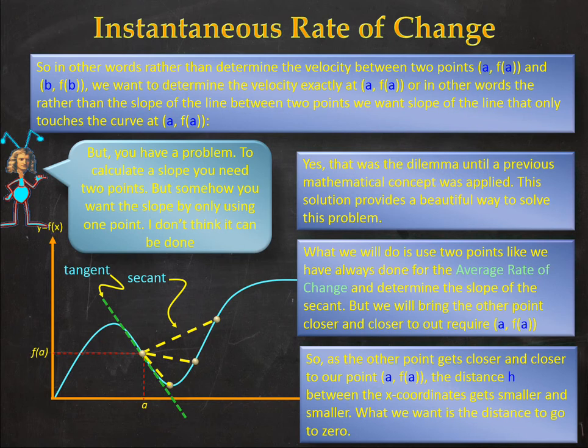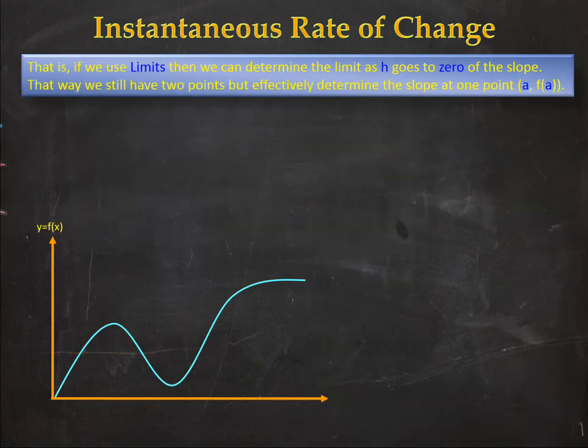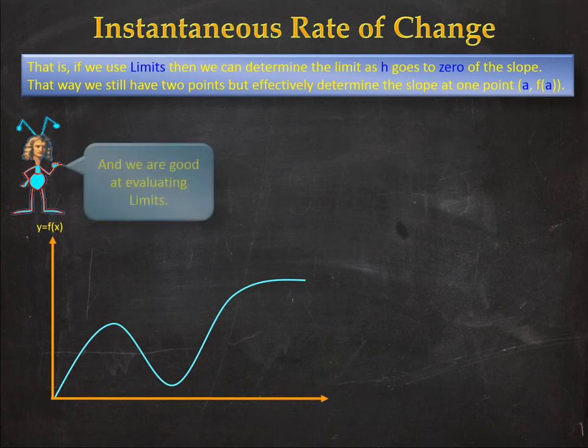Now remember when we started writing h representing the x value distance between the 2 points? In other words, we want that distance h to get smaller and smaller. Ideally, we want that distance to go to 0. Now let me clear the screen, because we've done that before. We call that limit.